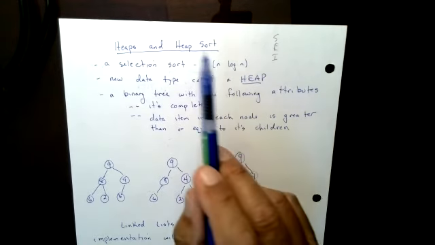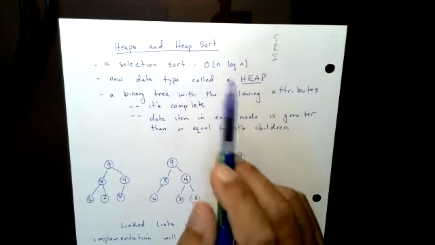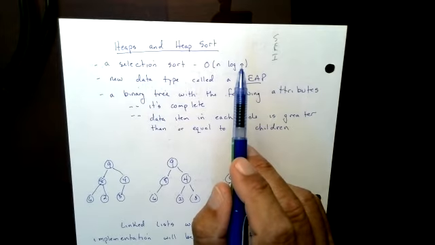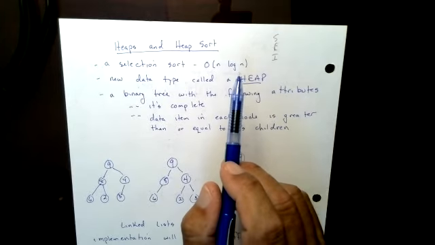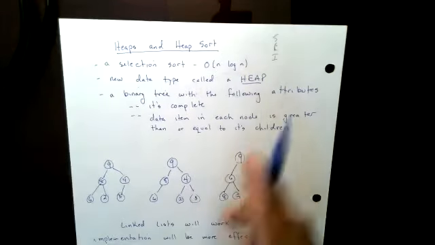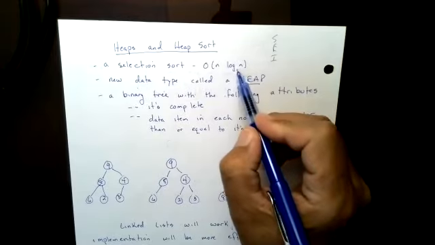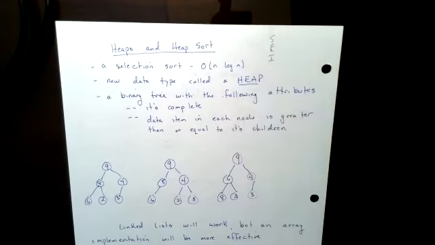Let's do a better number. Let n equal 10. The other one was 10 times 10, which is 10 squared. This one is 10 times what is log 10? Anybody? 10 log 10 means log base 10 of 10. 10 to the what power equals 10? That's just a 1. So this guy called a heap sort is going to be much, much faster.